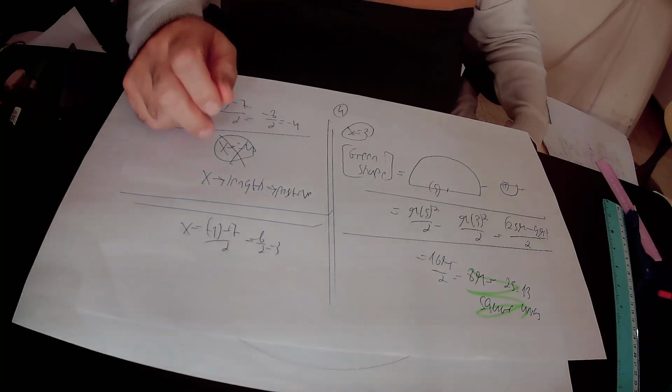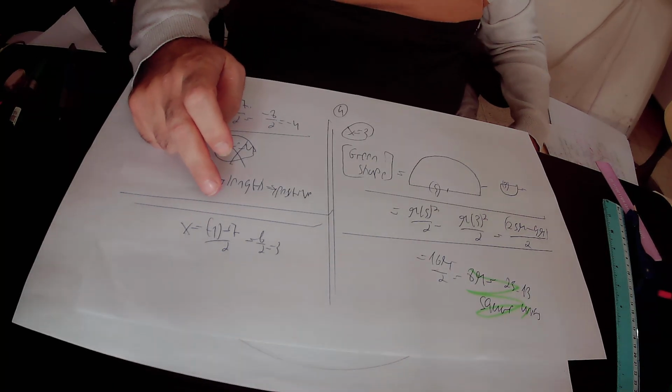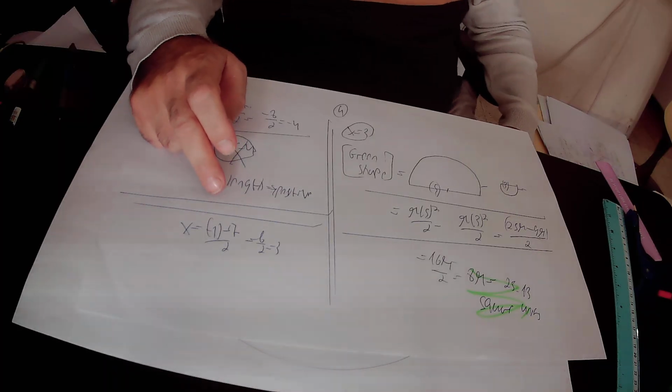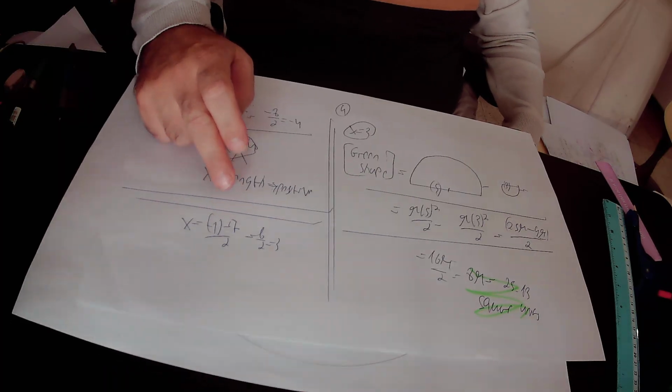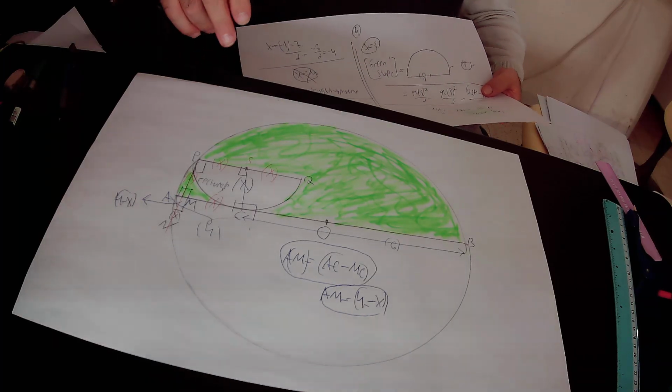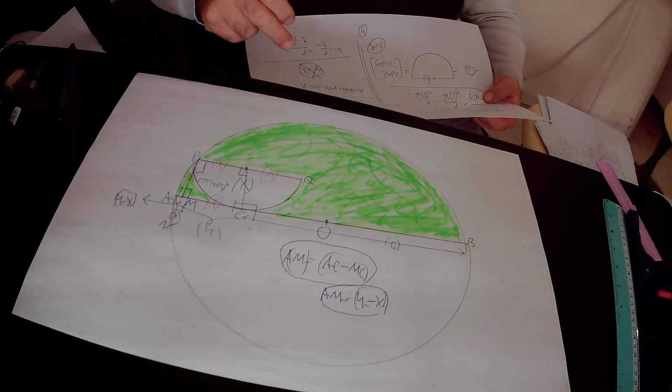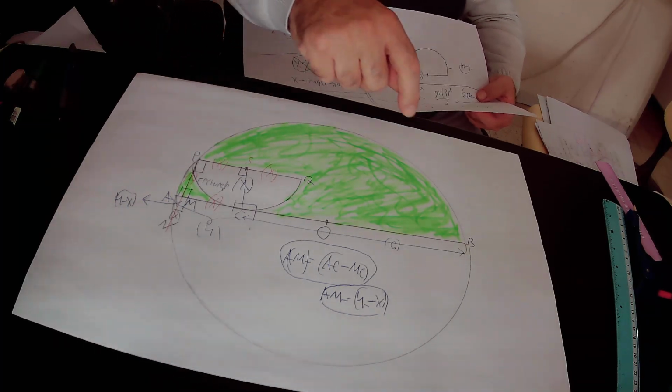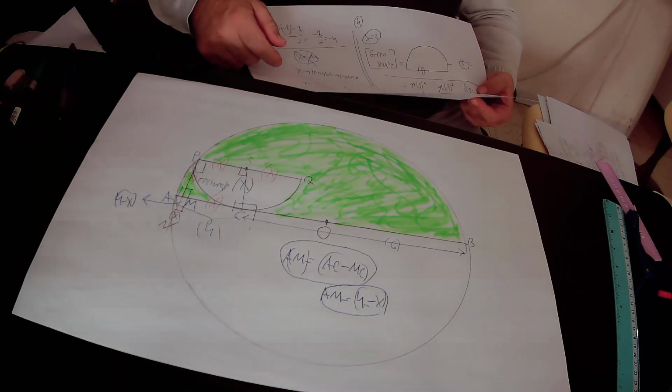We take into account only the second solution for x. The second solution is x equals minus 1 plus 7 over 2. Minus 1 plus 7 is 6, and 6 over 2 is 3. So we found out that the radius of this small semicircle, x, equals 3 units in length. Again, our task is to find out the area of this green shape.